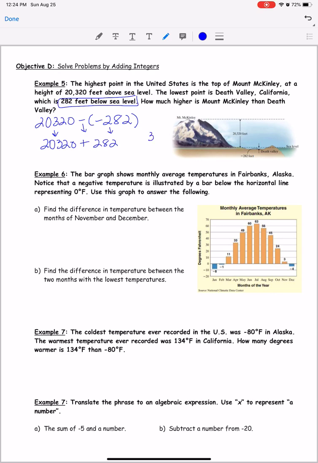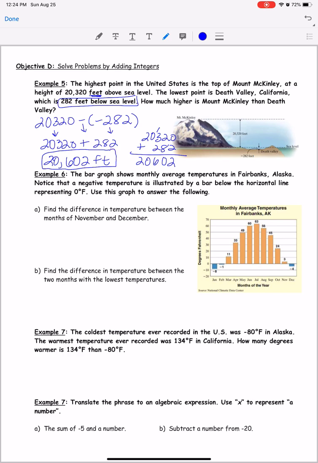So we've got 20,320 plus 282. So 0 plus 2 is 2. 2 plus 8 is 10. Carry your 1. You've got 3 plus 2 is 5, plus the 1 we had to carry up here, so 6. And then 0 comes down, 20 comes down. So my answer is 20,602. And then we are in units of feet. So we need to put those feet on our answer.